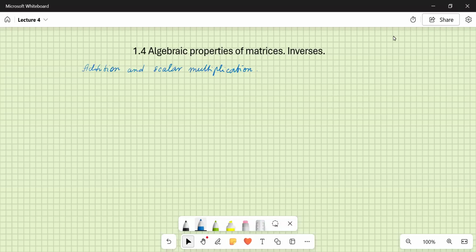Hello, everyone. Today we are going to start our lecture 4 and talk about algebraic properties of matrices and matrix inverses. We're going to start with algebraic properties.